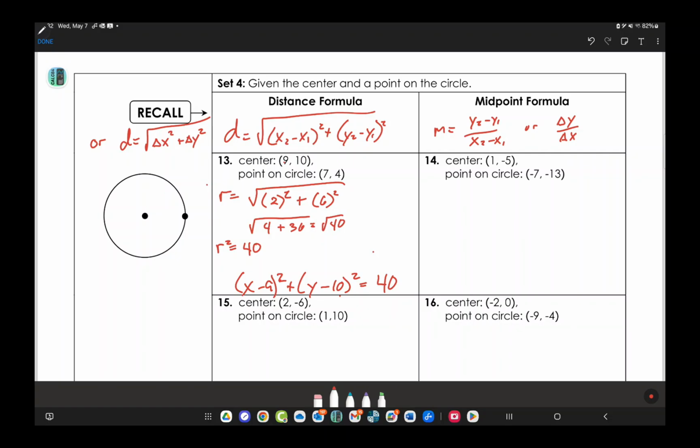All right, we get it done pretty quick. So radius here would be the square root. Change from 1 to negative 7 is 8. Change from negative 5 to negative 13 is also 8. So the square root of 64 plus 64 is the square root of 128. And again, since I don't really care what the radius is, I want r squared. R squared would just be 128. So x minus 1 squared plus y plus 5 squared equals 128.